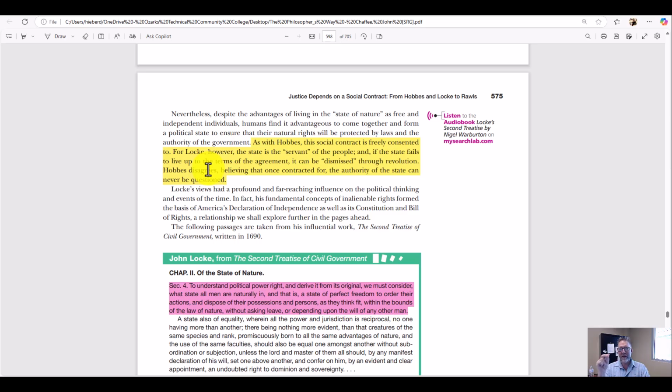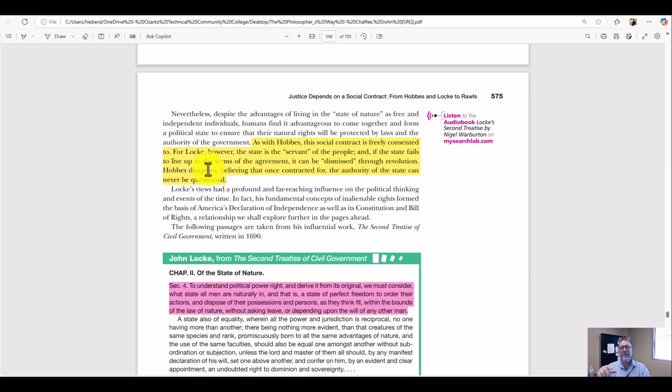What Locke is going to say is, yes, at one point we existed in the state of nature, but even in the state of nature, it's a state of freedom, but it's not a state of license, meaning that even prior to the formation of government, there are some things that you're not supposed to do, and there are some things that you are supposed to do.